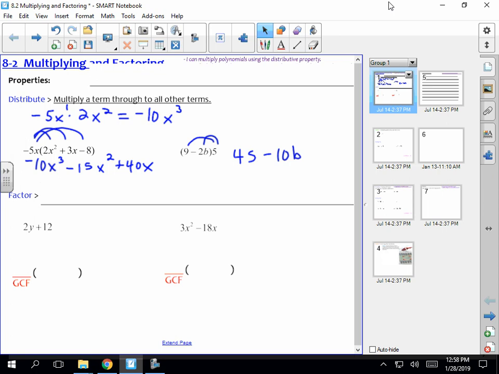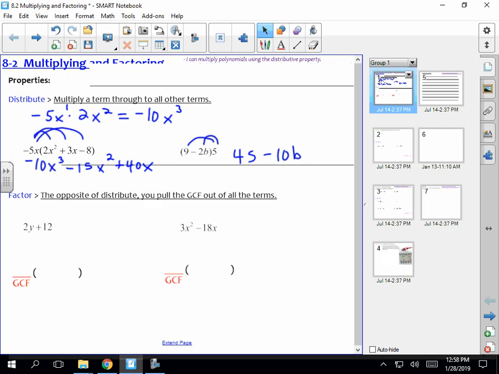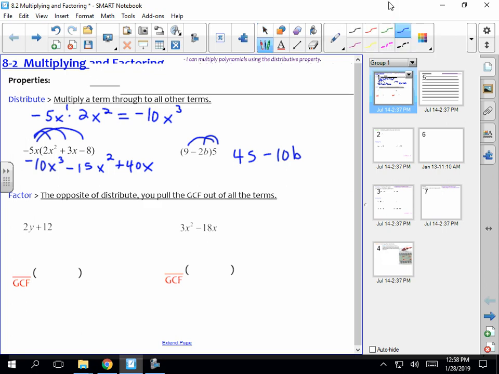Now, distribution, just like multiplication, has an opposite operation. The opposite operation of distributing is factoring. You might want to write somewhere on here, factor means to divide. But it's a special kind of division in which we are pulling out the GCF. GCF stands for greatest common factor of each term. So it's multiple divisions, just like distribution was multiple multiplications. So that's what we call factoring and not just division. But it really is just division. I'll show you what I mean.